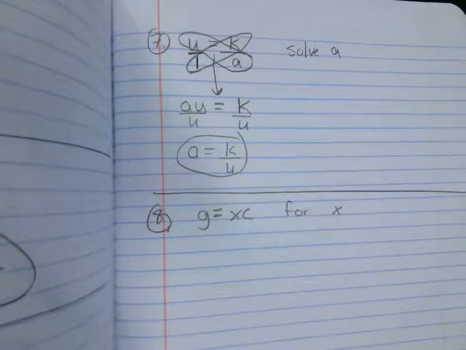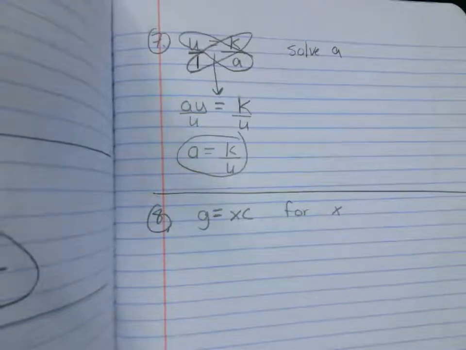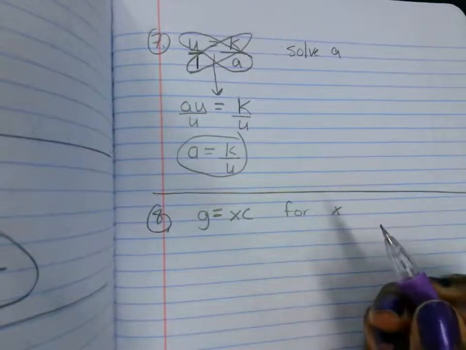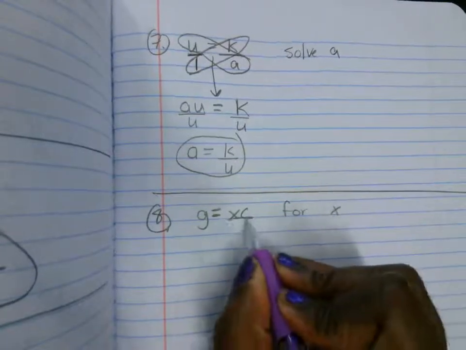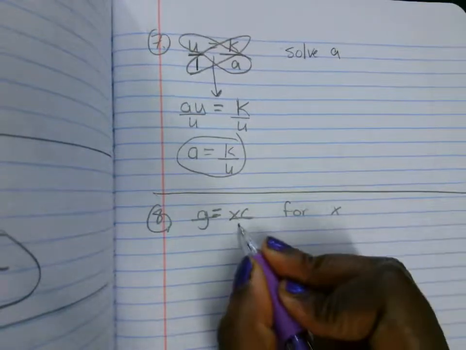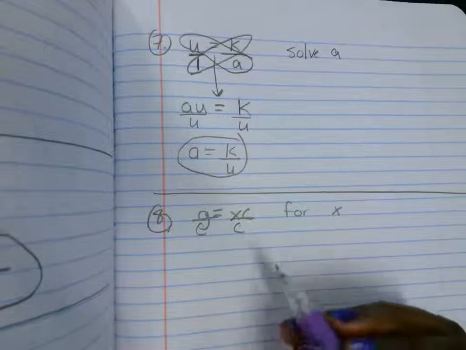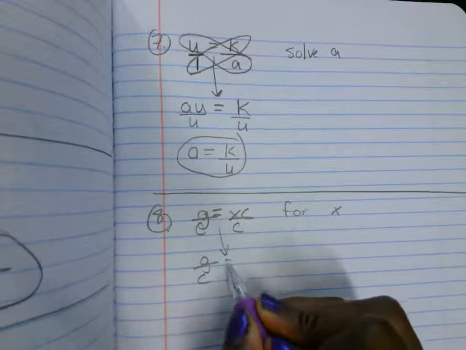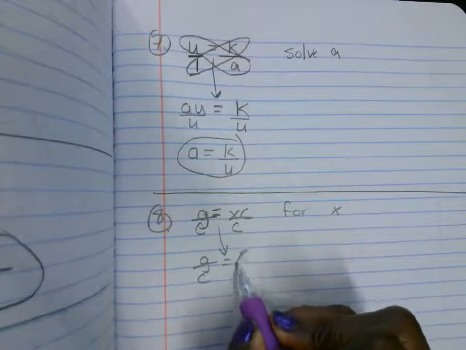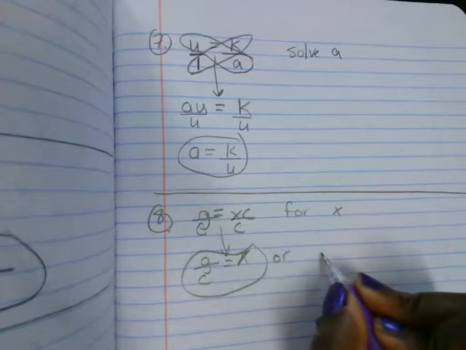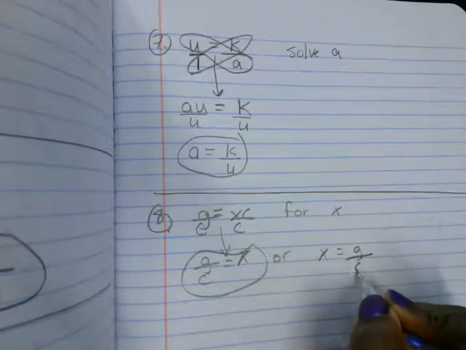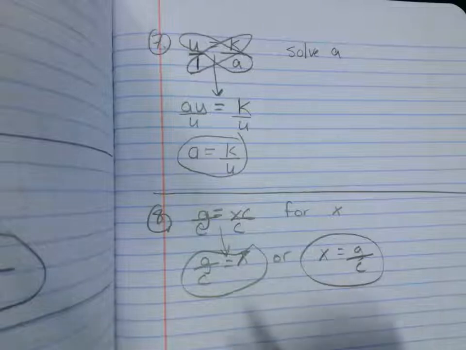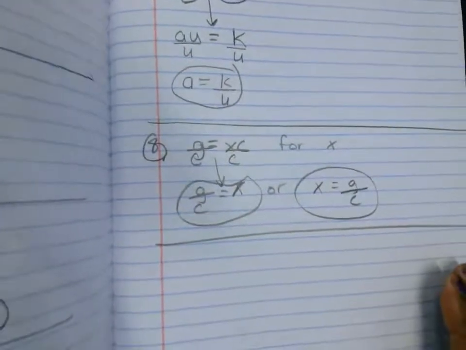What do we do to get x by itself? What do we do, Hannah? Very good. I think you said divide. What are we dividing by? C. So we have G divided by C on this side. Bring down the equal. And on this side, we're left with just what? X. What's another way to write this? Very good. All right. And now we're doing more practice problems.